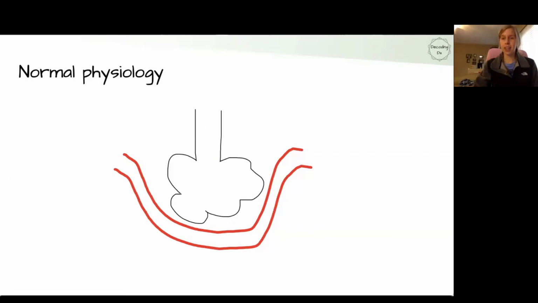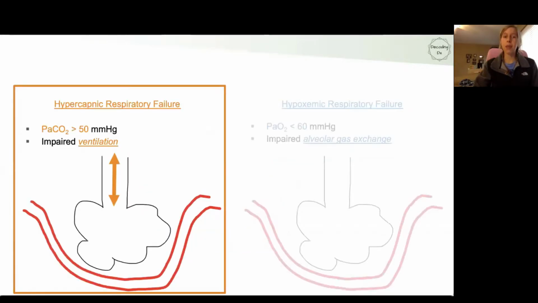Normal physiology of gas exchange happens when we have good ventilation bringing air in that then can be exchanged through the capillary membrane to bring CO2 out and oxygen in. Hypercapnic respiratory failure happens when there's not enough of that air coming in. This means that the air in the alveolus just kind of sits there without actually being breathed out.